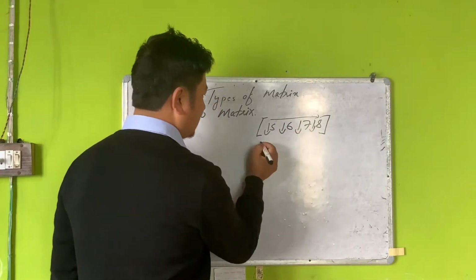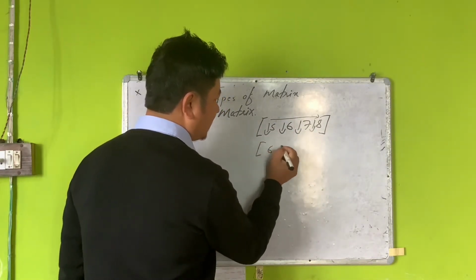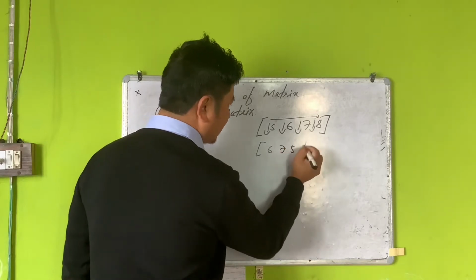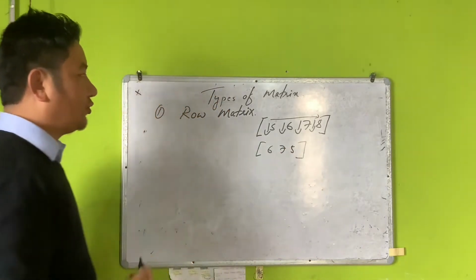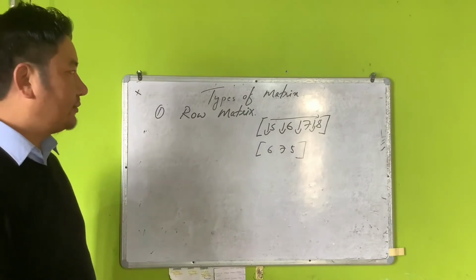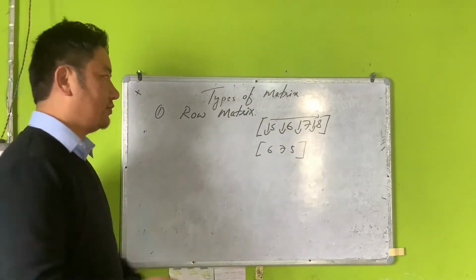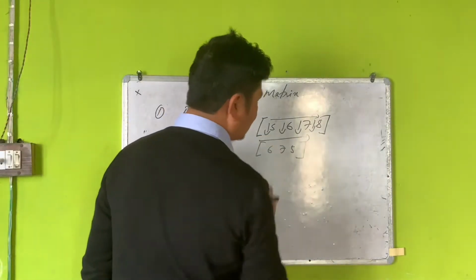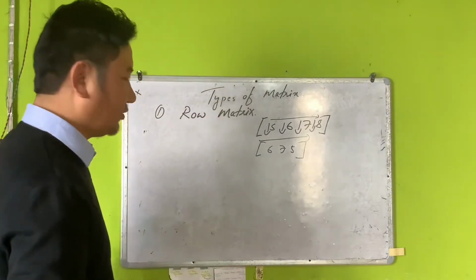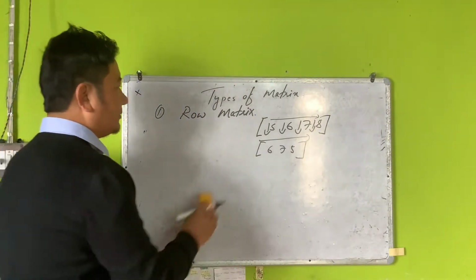So this is also an example, 6, 7, 5. This is also an example of row matrix because we are having only one row. The horizontal line is called row.